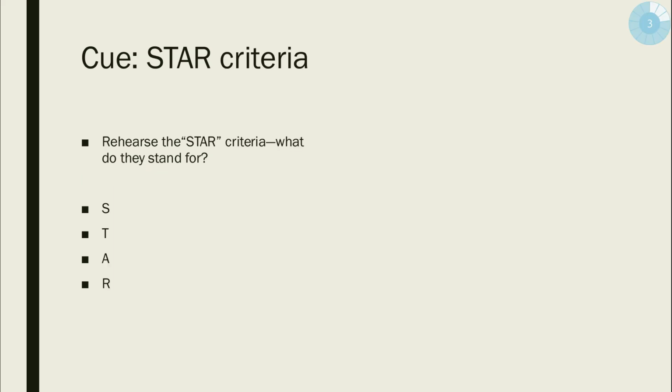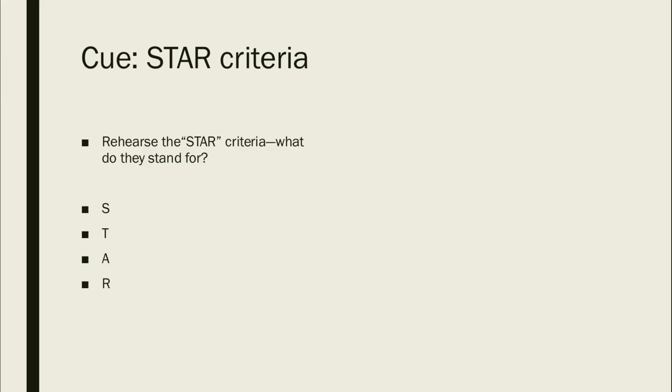Next slide, I've got this cue here, STAR criteria, and by this point in the semester, I've already talked with them about the STAR criteria, and so I'm just here reviewing. I'm asking them to think once again about what the STAR criteria stand for.